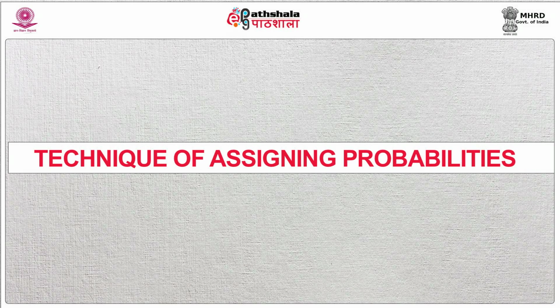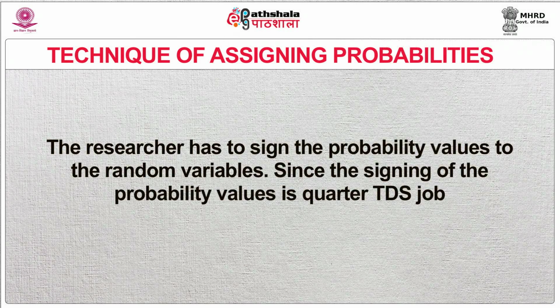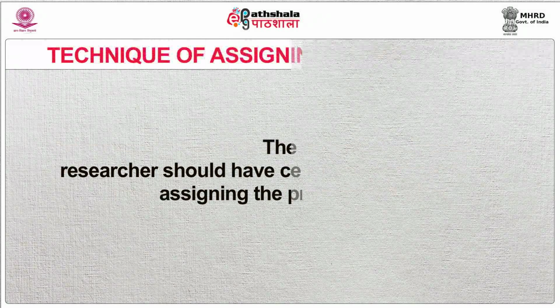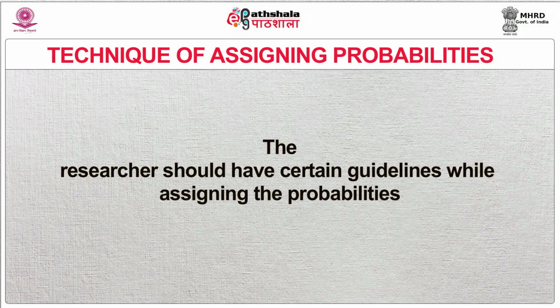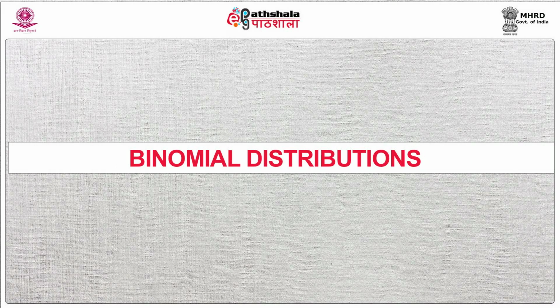Now we come on to the technique of assigning probabilities. The researcher has to assign the probability values to the random variable. Since assigning the probability values is quite a tedious job, the researcher should have certain guidelines while assigning the probabilities. Like, the probability value will always lie between 0 and 1. That is, it cannot exceed 1 and cannot be less than 0. Secondly, the sum total of all the probabilities that are assigned to each value of the random variable must be equal to 1. Now we will start on the distributions one by one. First of all, the binomial distribution.